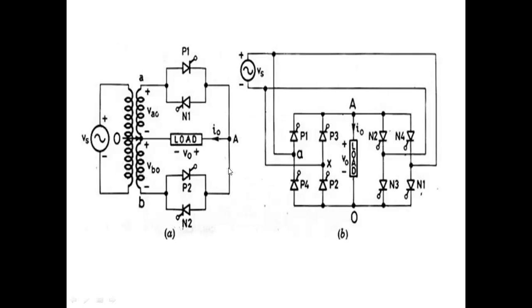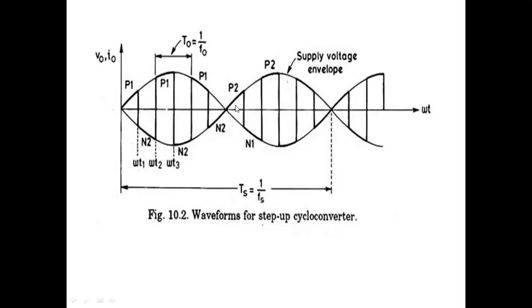Now observe the diagram. If we give a firing pulse to P2, what is the current direction? In this direction. Suppose we give a firing pulse to N1, what is the current direction from anode to cathode? Like this. When P2 is on, current is in this direction, and when N1 is on, current is in the reverse direction. That's why the polarity is changed here. P2, N1, P2, N1, P2, N1. After this, again the positive cycle.